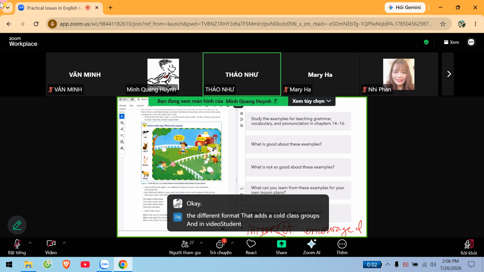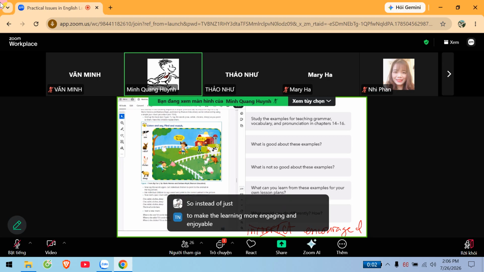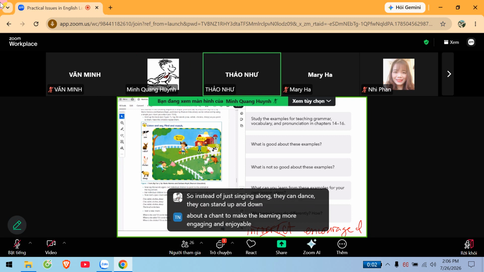But with the kids level, I will use total physical response, TPR, with the song and the chant, to make the learning more engaging and enjoyable. So instead of just singing along, they can dance, they can stand up and down and do other things. Okay.